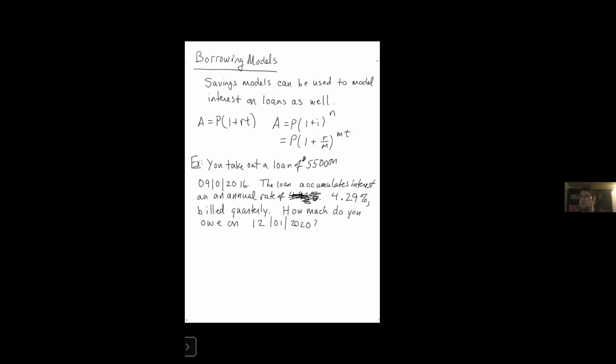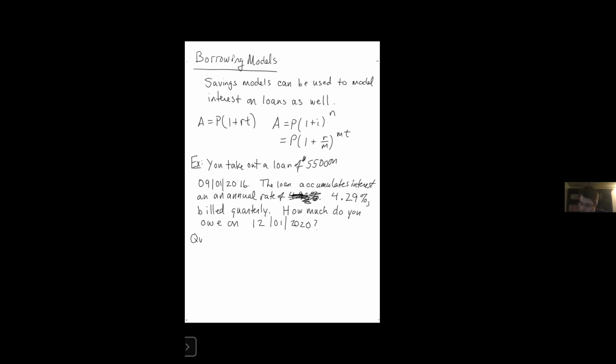So we have a loan, $5,500. That should say September 1st. I think the 1 and the slash must have intersected. You take out a loan, $5,500 on September 1st, 2016. The loan accumulates interest, annual rate 4.29%, billed quarterly. How much do you owe on December 1st, 2020? So first, note that the interest is billed quarterly.